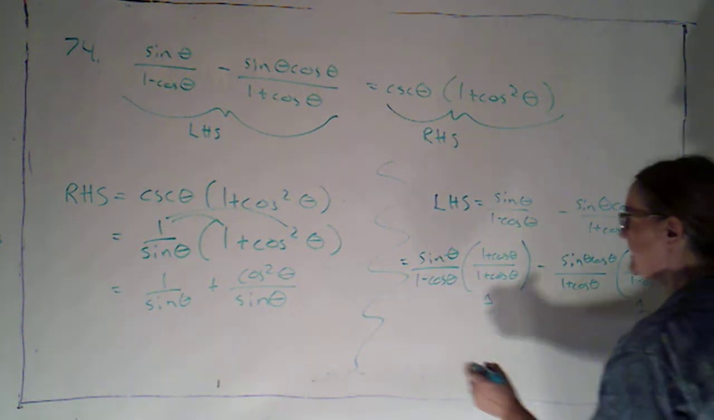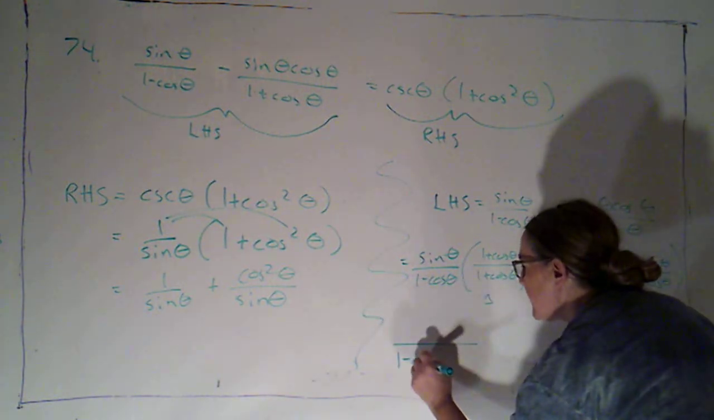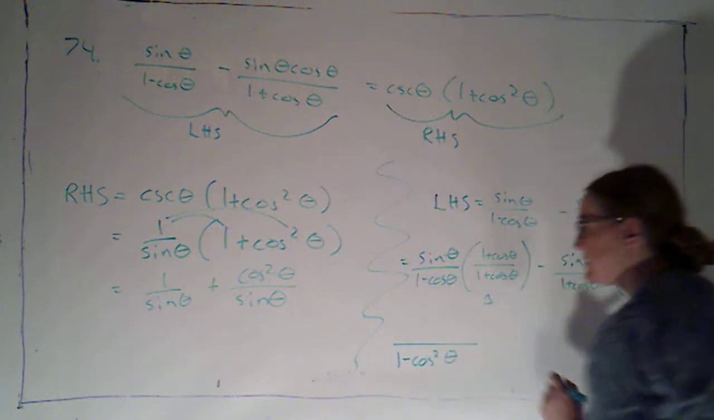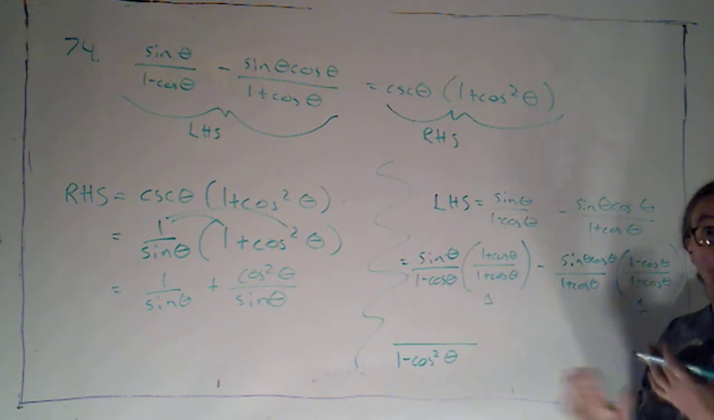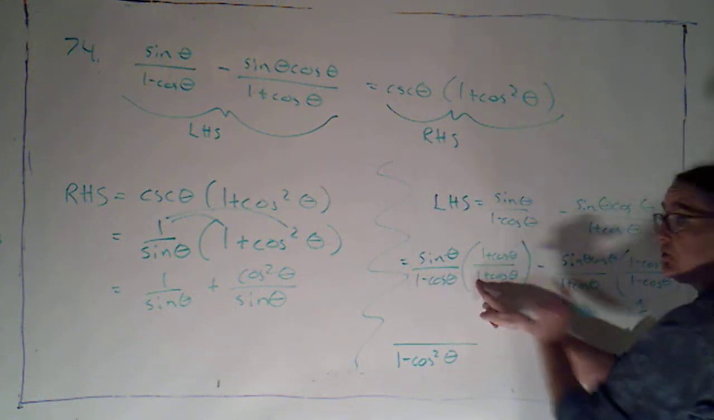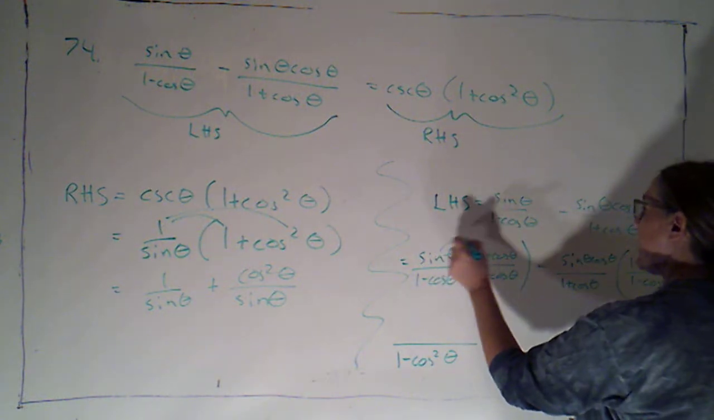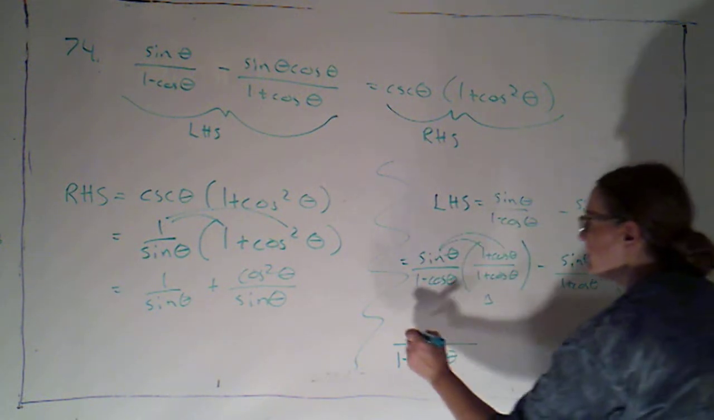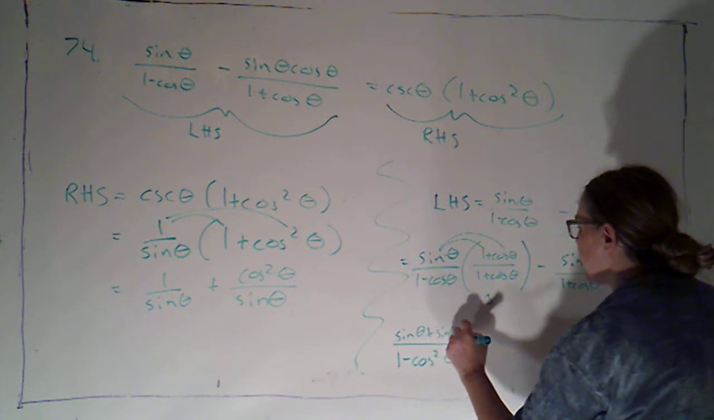So now let's see what we get. I'm going to have here, the denominator is going to be 1 minus cosine squared theta. We've FOILed that out enough that you might recognize that the outsides and insides are going to cancel. And if you do recognize that, you can jump right to that. Now on top, I'm going to distribute that sine theta. So I'm getting sine theta plus sine theta cosine theta.